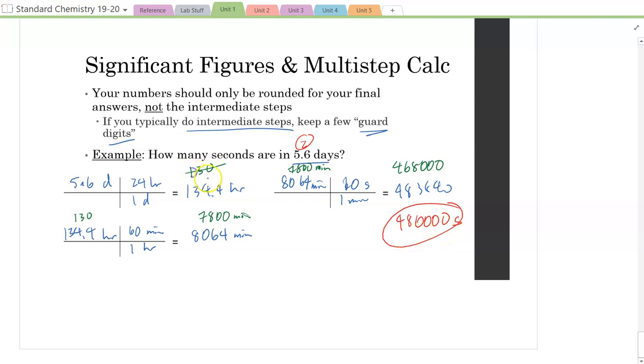So for this green, please don't round in intermediate steps. Just basically keep everything, knowing that at the very end, you can do your significant figures rounding. All right, that'll do it.